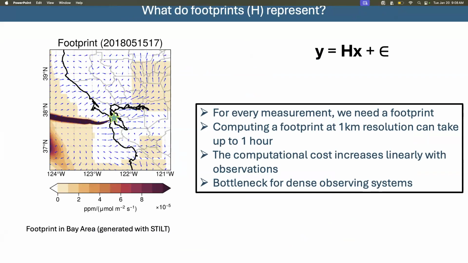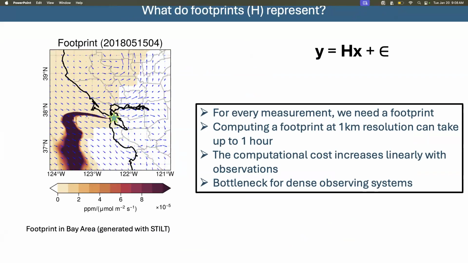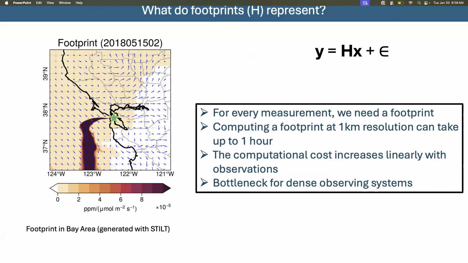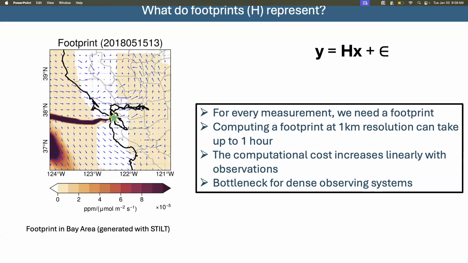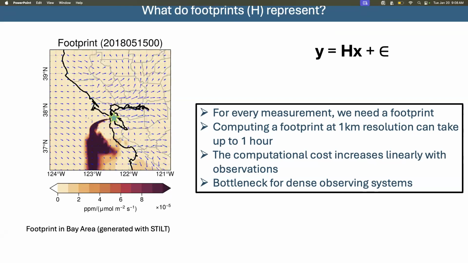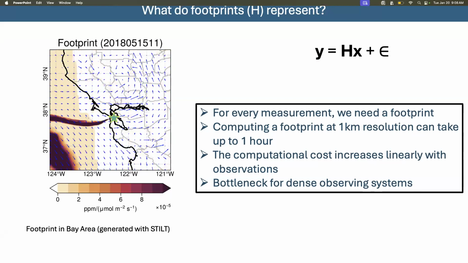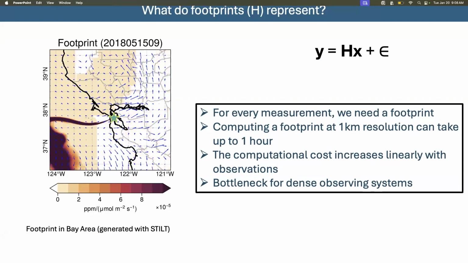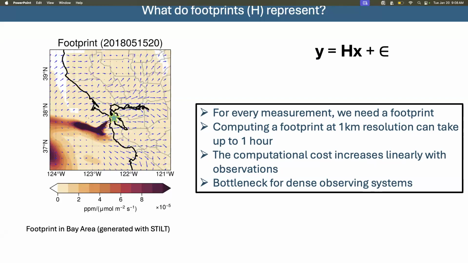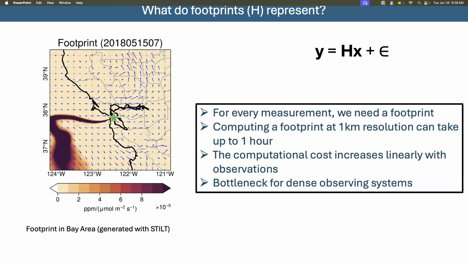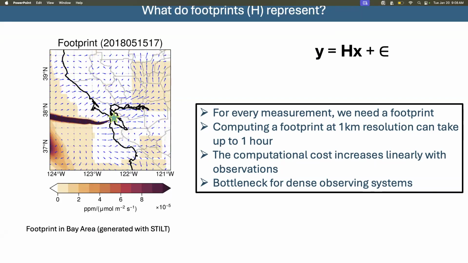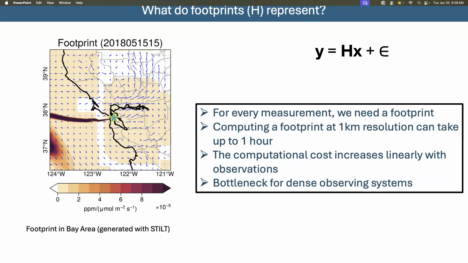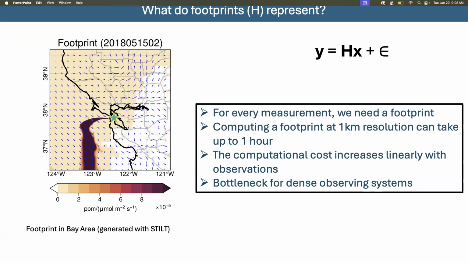So for every measurement, we need a footprint. Especially at high resolution, computing these footprints can be computationally expensive. For example, at about 1 kilometer resolution, it can take up to 1 hour, even for an urban scale of 400 or 500 kilometers or so. As such, this computational cost increases linearly with the number of observations and can be a huge bottleneck for dense observing systems such as satellites or surface-based networks.